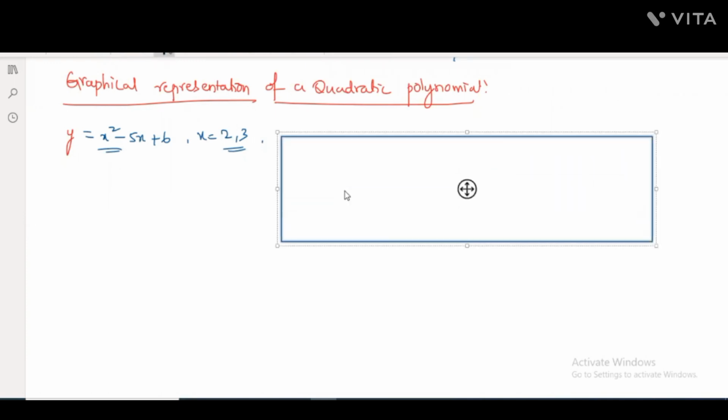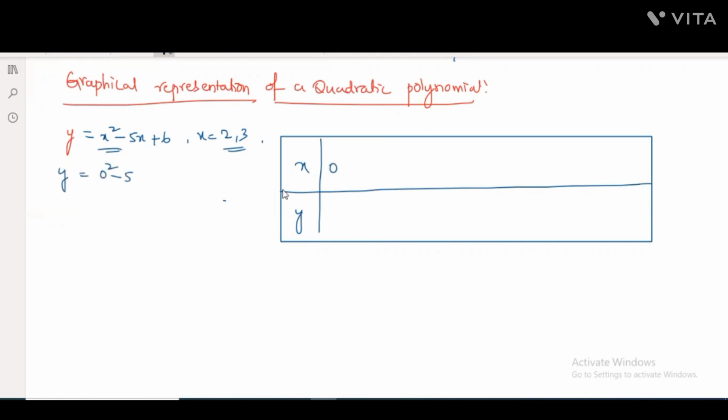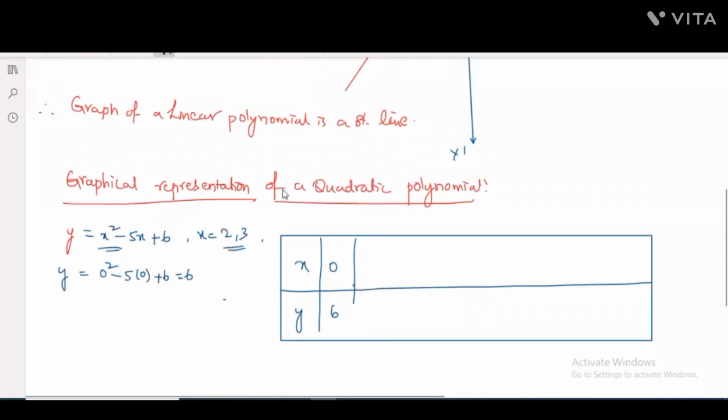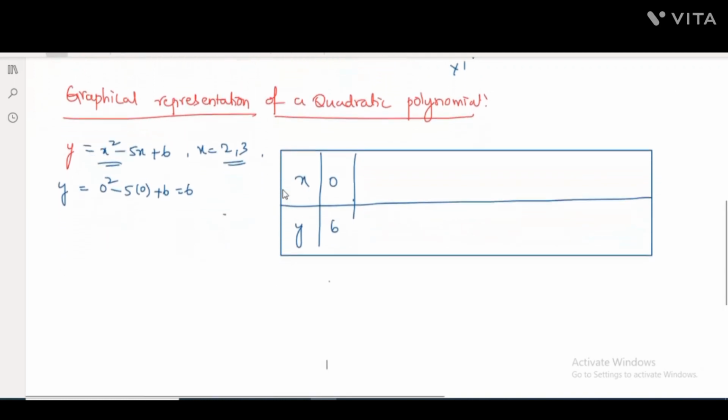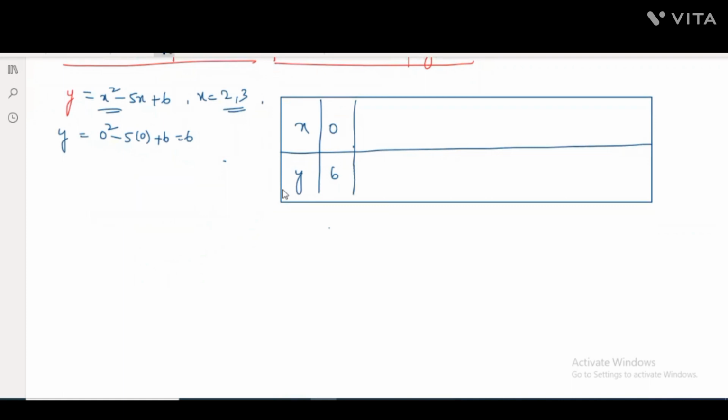I'll take different values for x, and by that I'll get different values for y. First I'll take 0. So y is equal to 0 square minus 5 into 0 plus 6, which is 6. Next I'll substitute x is equal to 1. So y will be 1 square minus 5 into 1 plus 6, which is 2.